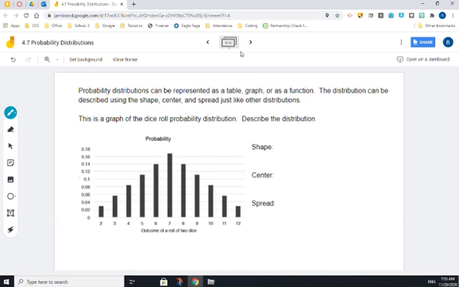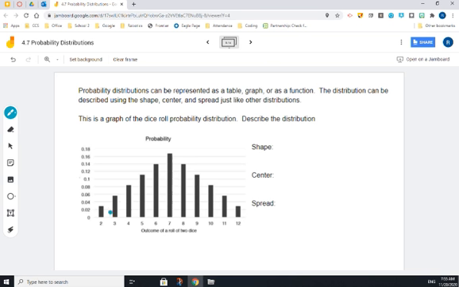Easy enough. Okay, we can take these probability distributions and we don't always have to have them as a table. We can have them as a graph like we do here. And when we look at these graphs, we can describe them using the same terminology we use to describe distributions way back at the beginning of the year. Remember the SOCS acronym: shape, outliers, center, and spread. Now with probability distributions, we don't usually have outliers, so we don't usually worry about that, but we do talk about the shape, the center, and the spread.